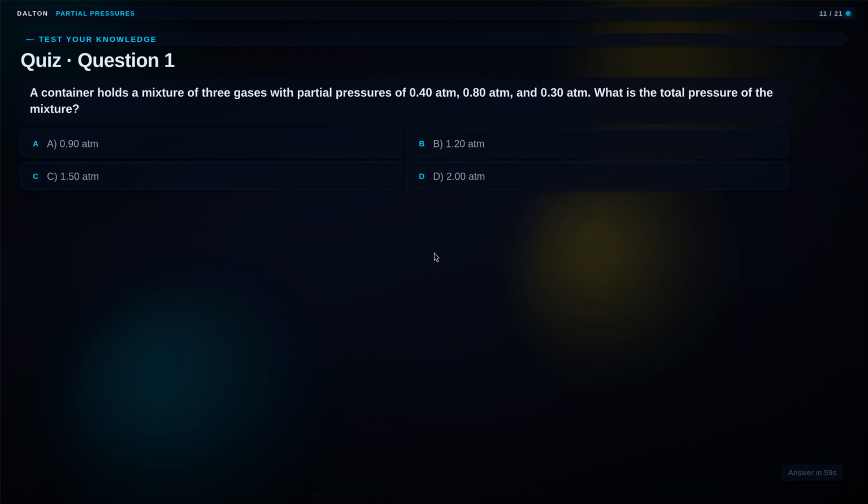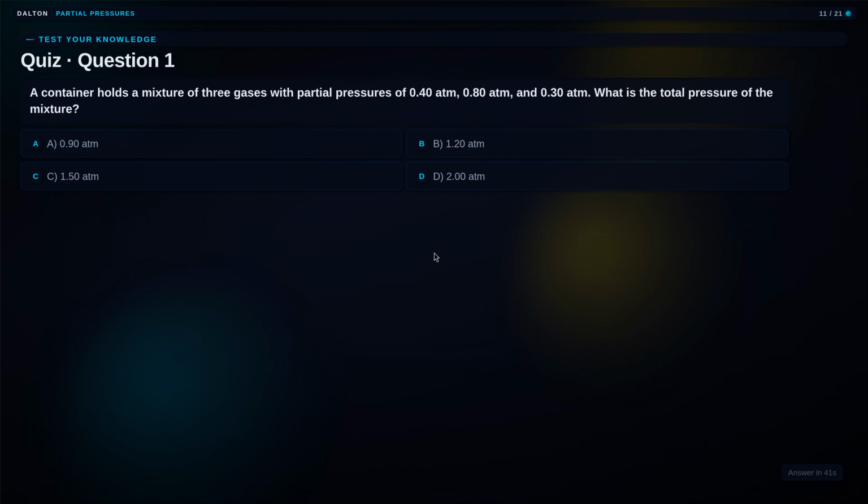Test your understanding. Here is your first question. A container holds a mixture of 3 gases with partial pressures of 0.40 atmospheres, 0.80 atmospheres, and 0.30 atmospheres. What is the total pressure of the mixture? Take a moment to consider.